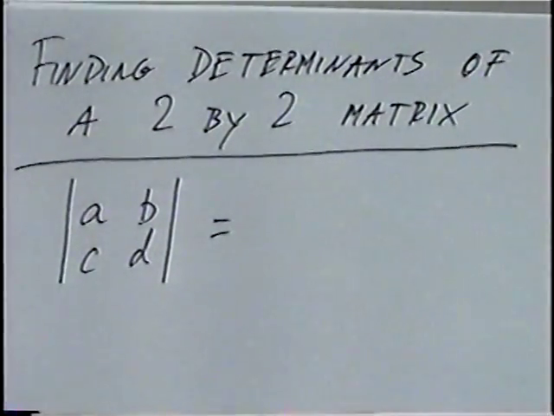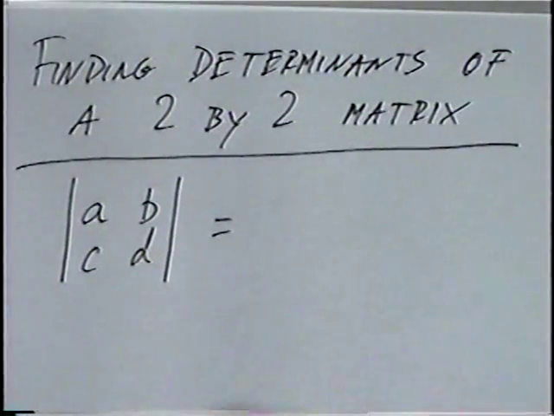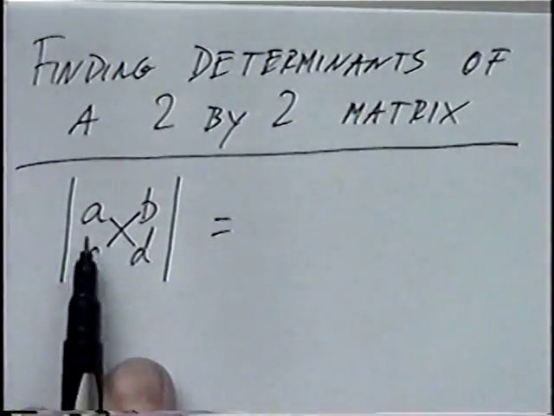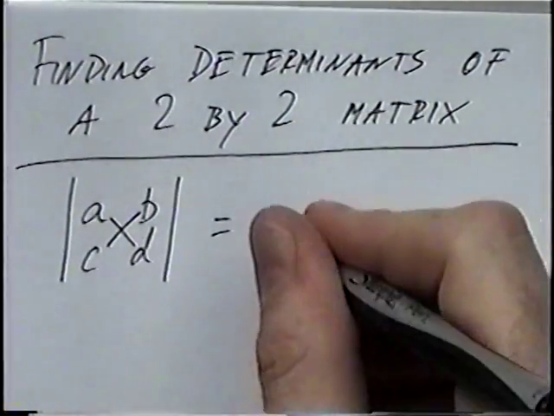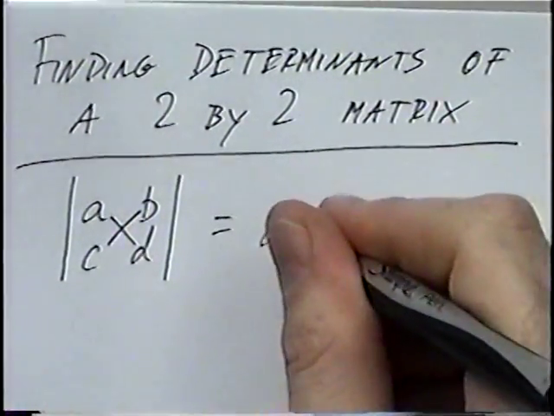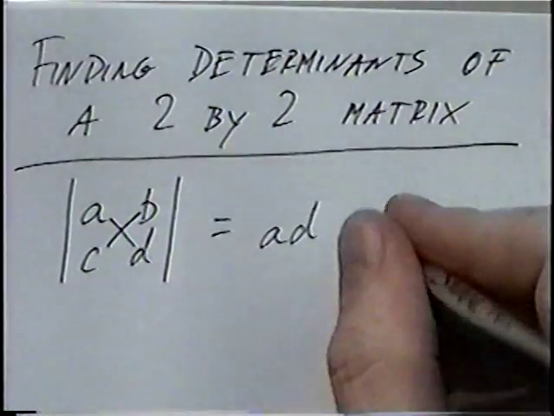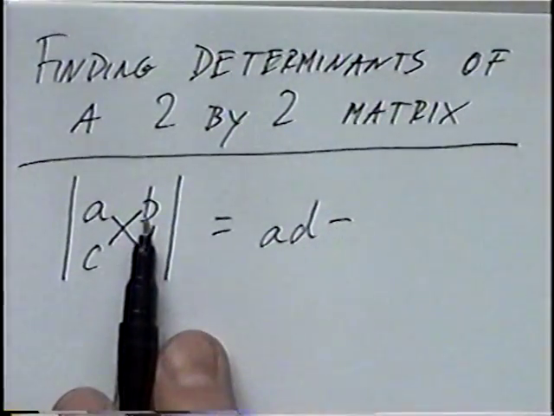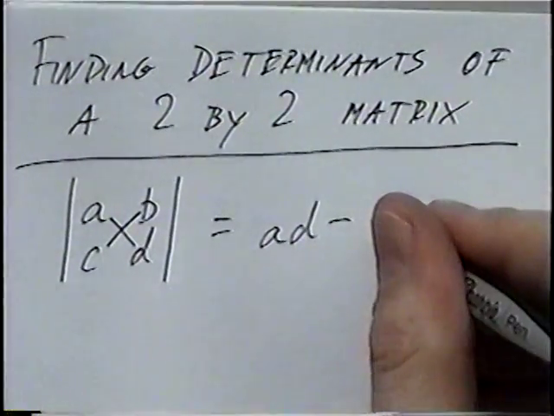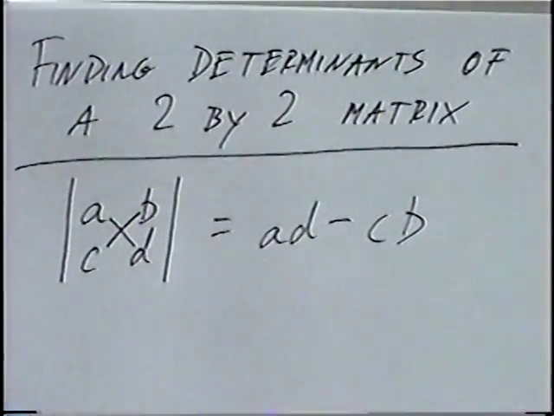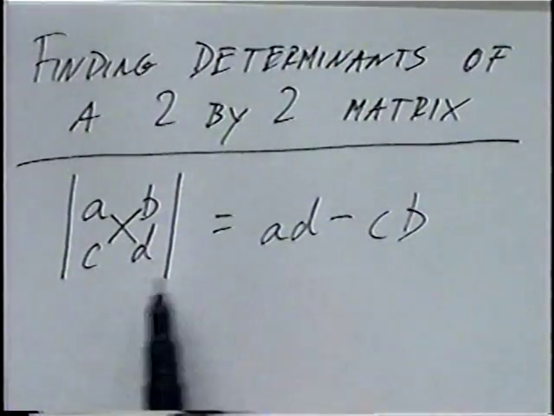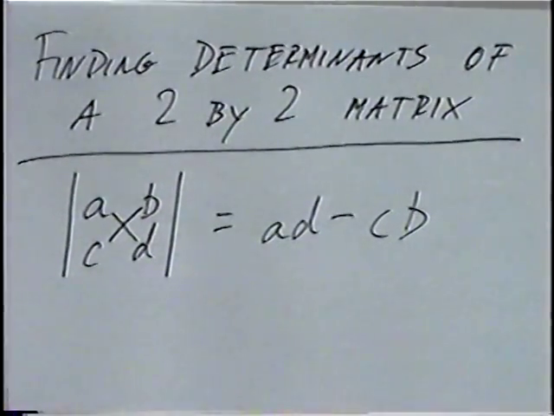To find the determinant of this matrix, it is similar to cross multiplying. We will multiply the top left number A times the bottom right number D, and from that we'll subtract the bottom left number C times the top right number B. So the definition of a determinant would be A times D minus C times B.